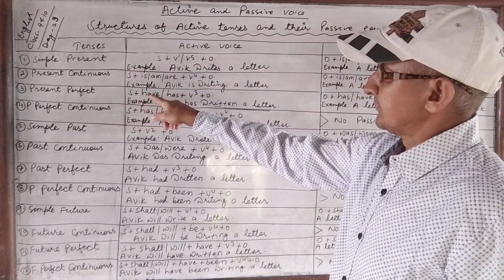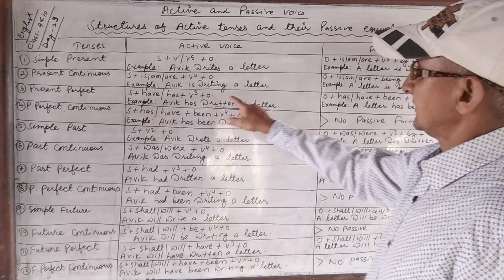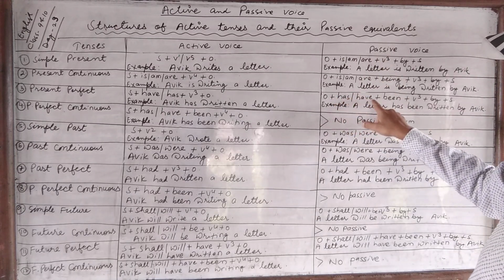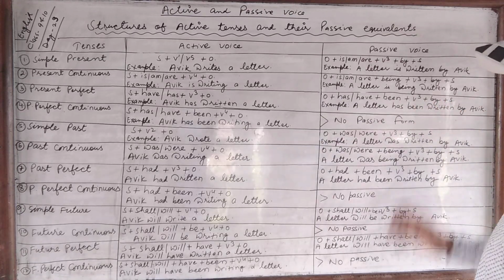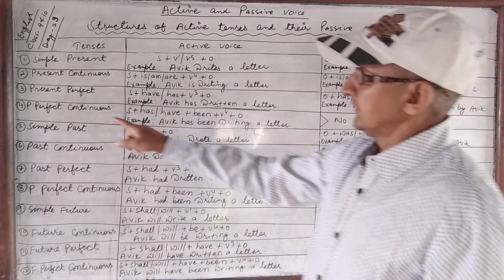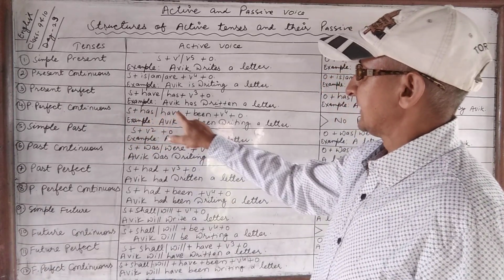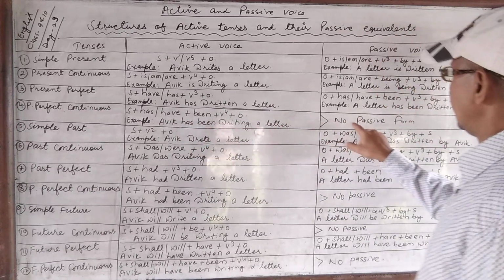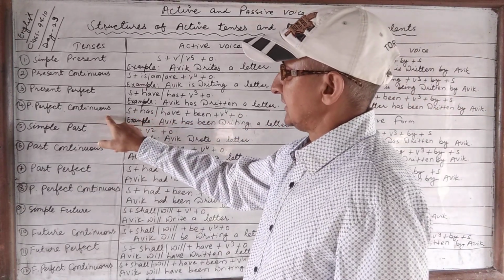Present perfect tense: subject plus have/has plus V3 plus object, and the passive structure is object plus has/have plus been plus V3 plus by plus subject. And the present perfect continuous tense: subject plus has/have plus been plus V4 plus object, and there is no passive form of present perfect continuous tense.